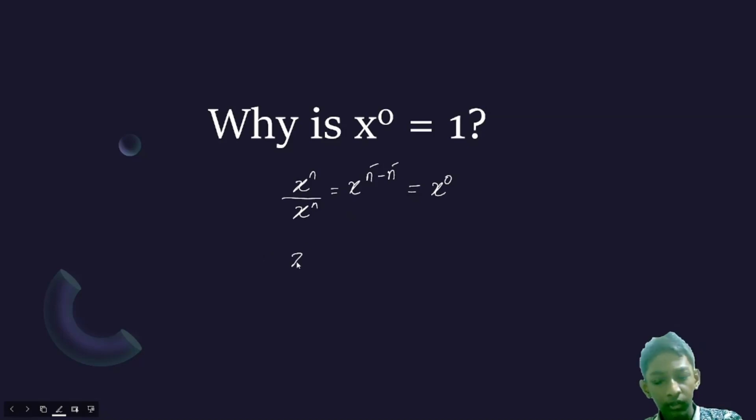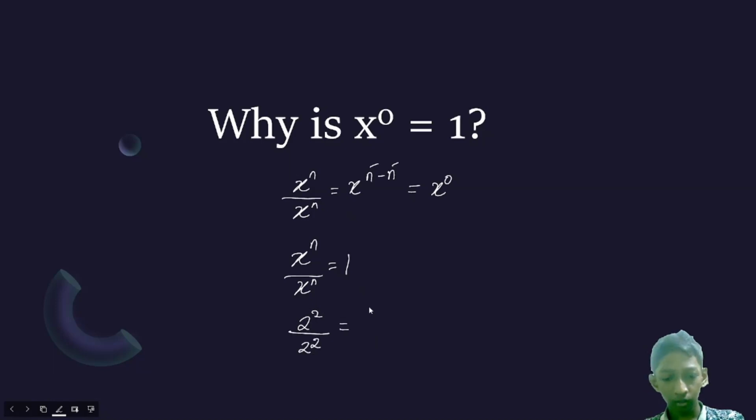Now x raised to the power of n divided by x raised to the power of n is also equal to 1, because any number divided by itself is equal to 1. Like 2 raised to the power of 2 divided by 2 raised to the power of 2. This is equal to 4 divided by 4, and 4 divided by 4 is equal to 1. So any number divided by itself is equal to 1.